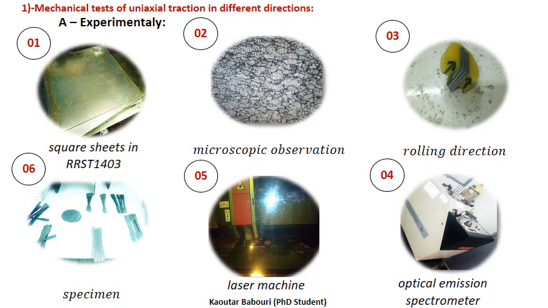Mechanical tests of uniaxial traction in different directions. We have two methods, experimentally and via numerical simulation. Let's start by the experimental one. As you can see here, we have square sheets in our material. We did a microscopic observation to determine the rolling direction. After that, we used the laser machine to cut our specimens and the optical emission spectrometer to get the chemical composition of our material.